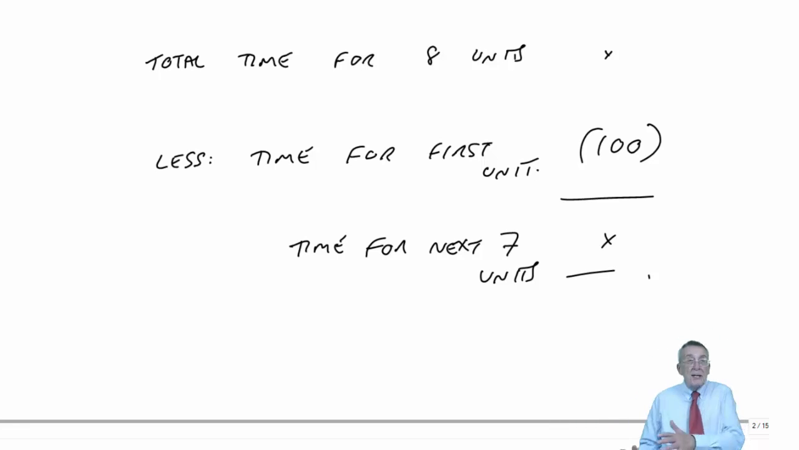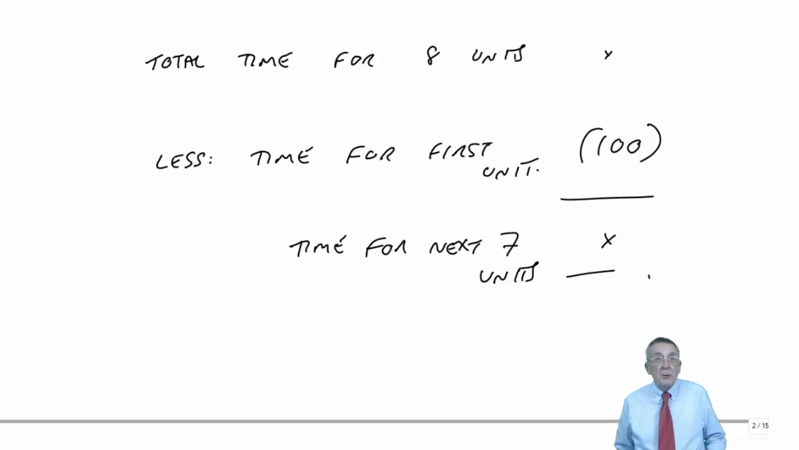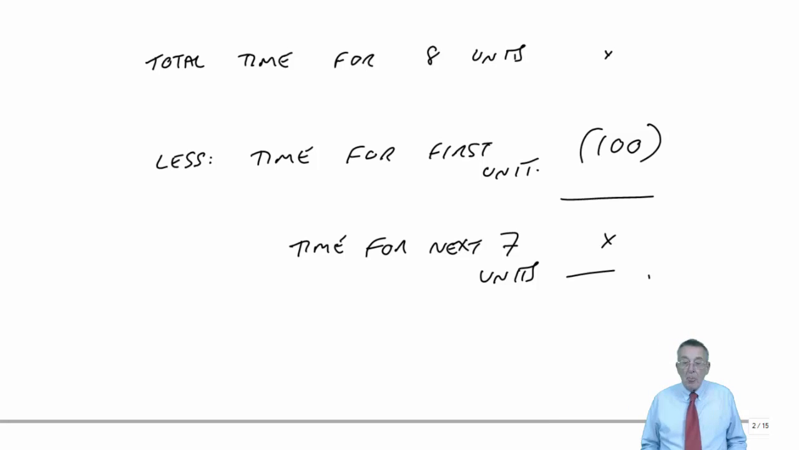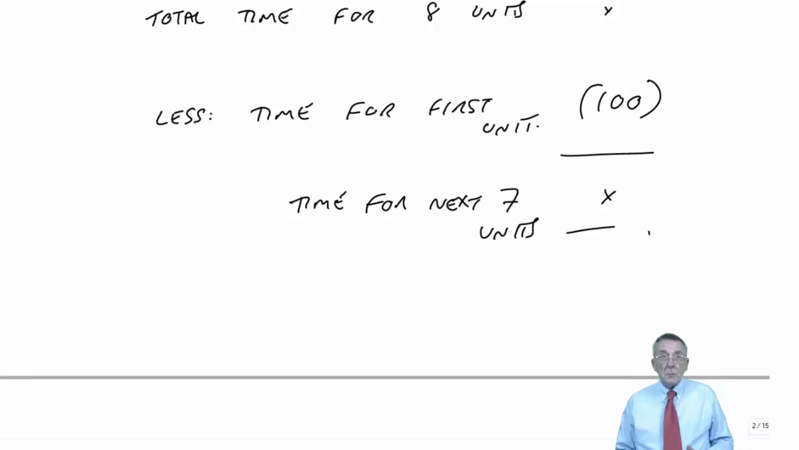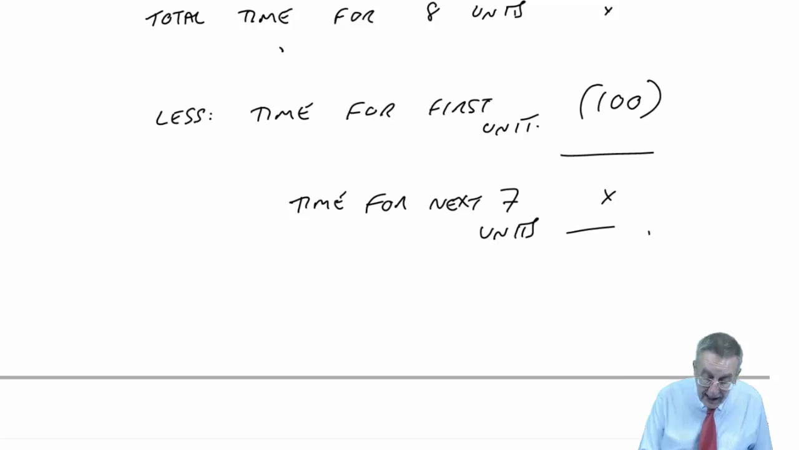So, as you'll see in the later example, we're always going to have to take that approach. We can't get the next 7 directly. Work out the time for the first 8, take off the time for the first, and we're left with the next 7. How can I work out the time for 8? Well, fortunately, it's doubling. 1 doubles to 2, doubles to 4, doubles to 8. And so the time for 8 will be 8 times the average time per unit.